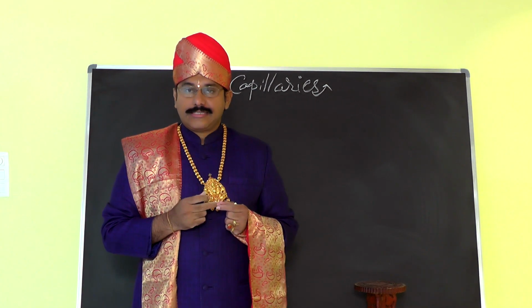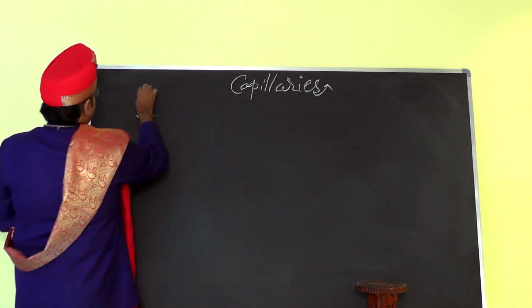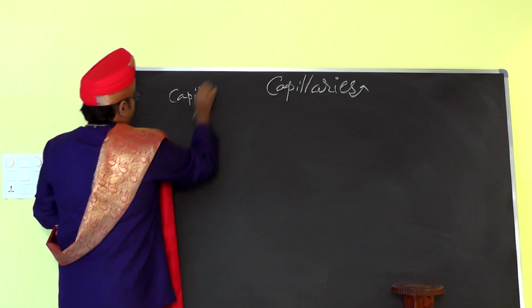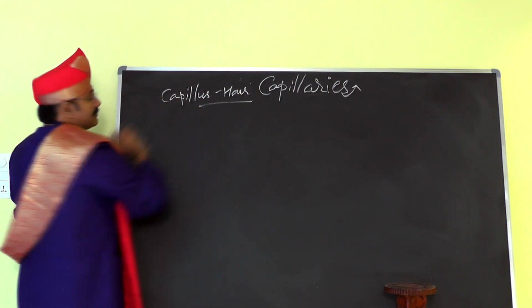Capillaries are the smallest blood vessels. Actually they are derived from the word capillus, which means hair. Capillus means hair. They are the smallest blood vessels.